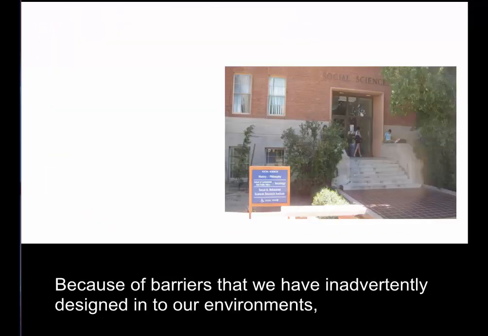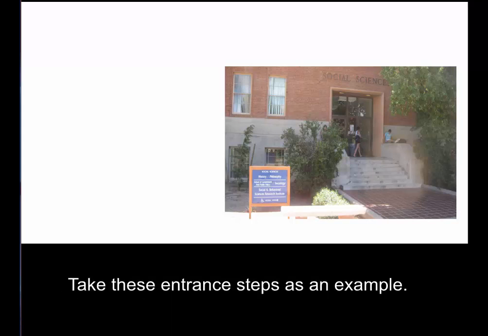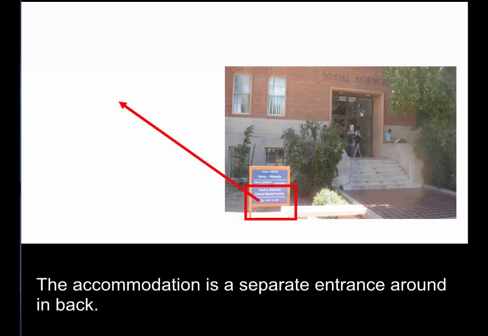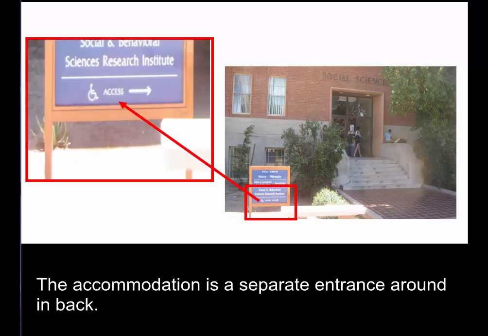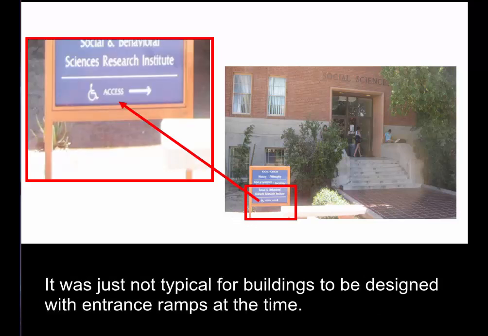Because of barriers we have inadvertently designed into our environments, accommodations need to be tacked on to provide individuals with disabilities equitable access and equal opportunity. Take these entrance steps as an example. Obviously, these steps are a barrier to some students. The accommodation is a separate entrance around and back. There's no reason that this entrance could not have been designed with a ramp instead of steps. It was just not typical for buildings to be designed with entrance ramps at the time.